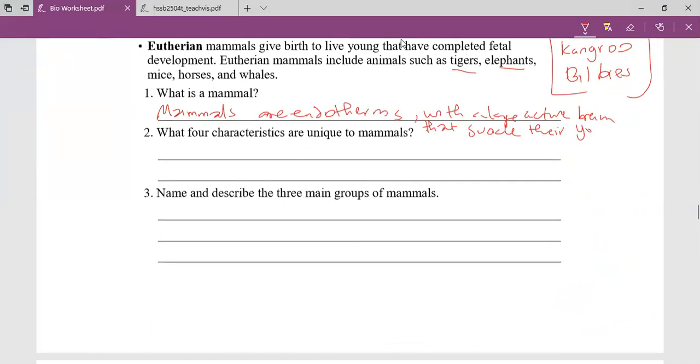Suckle the young ones. If you want to describe them more, you can say they have fur on the body.